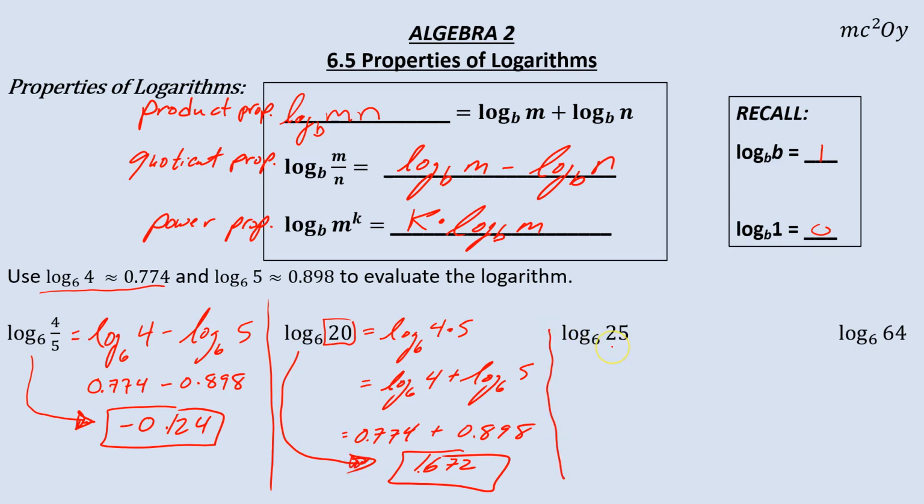All right. This next one we could do a couple different ways. You can think of log base 6 of 25 as 5 squared or 5 times 5, however you want to do it. If I think of it as log base 6 of 5 to the second power, then I can use the power property to bring that 2 out front and write that as 2 times log base 6 of 5. So 2 times 0.898 is 1.796.